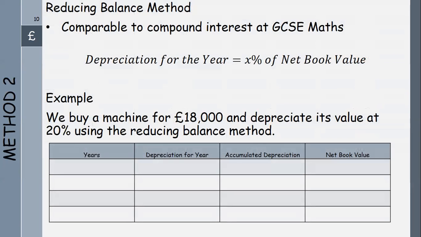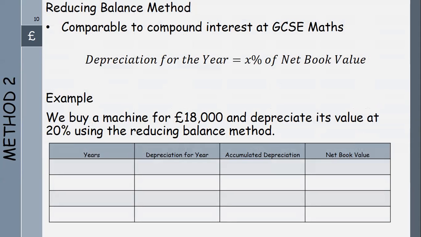The second method is the reducing balance method. Now this is the one that was similar to the compound interest at GCSE. To get the depreciation for the year, you do a percent of the net book value. And we know the net book value changes each year, so therefore the depreciation will change each year. It's not going to be the same each year.